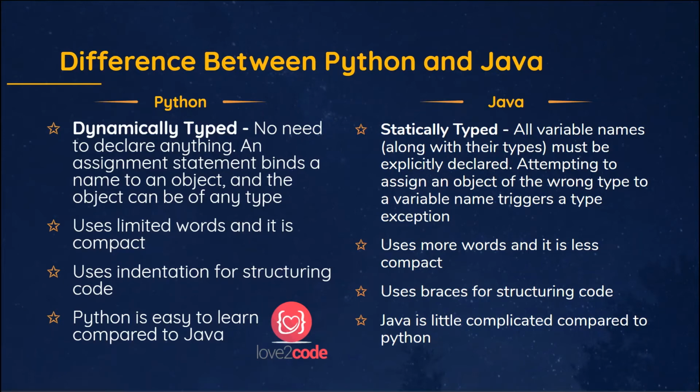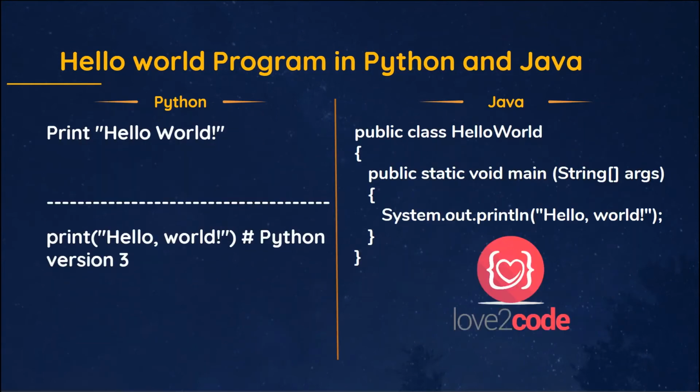Python uses indentation for structuring code, whereas Java uses braces for structuring code. The classical Hello World program illustrating the relative verbosity of a Java program and Python program is shown here. You can see that just to print Hello World in Java, you have to write a class, and then a method inside a class, and finally write a System.out.println to print Hello World. Whereas in Python, it is a single line code to print Hello World.